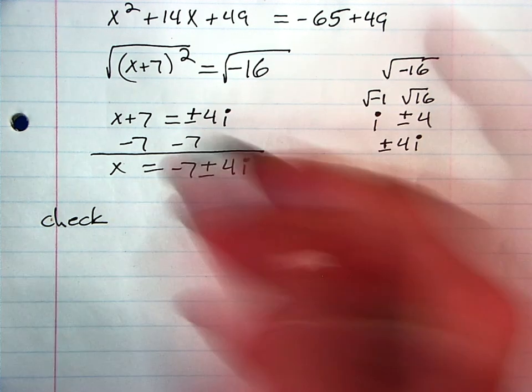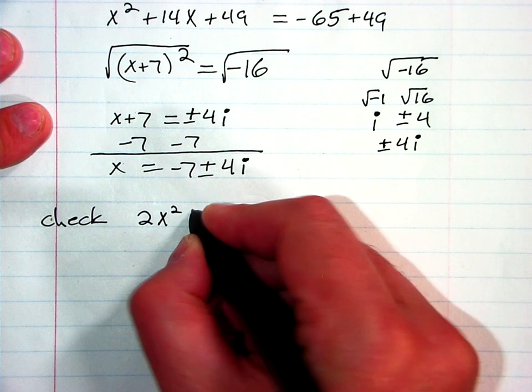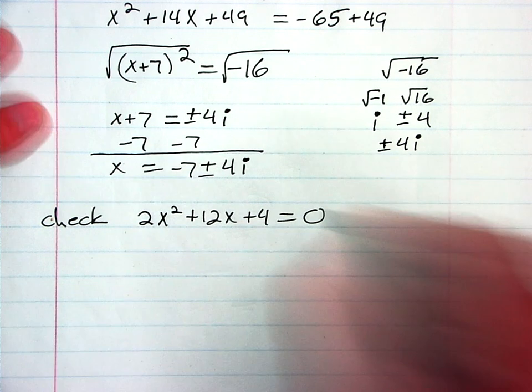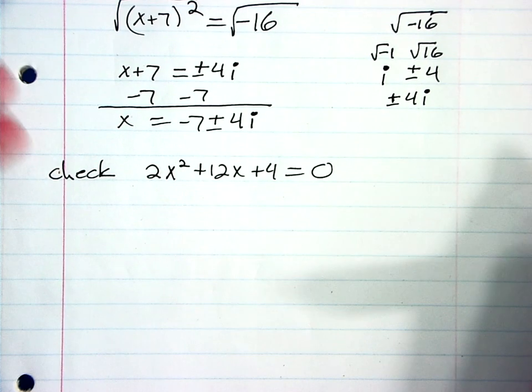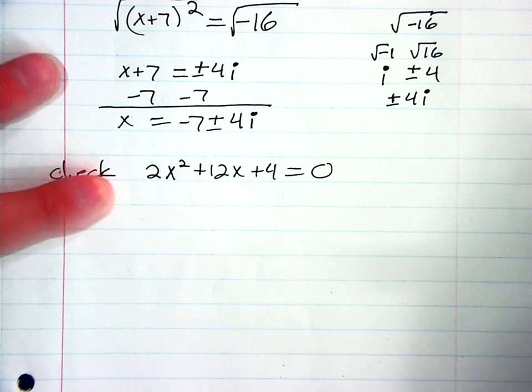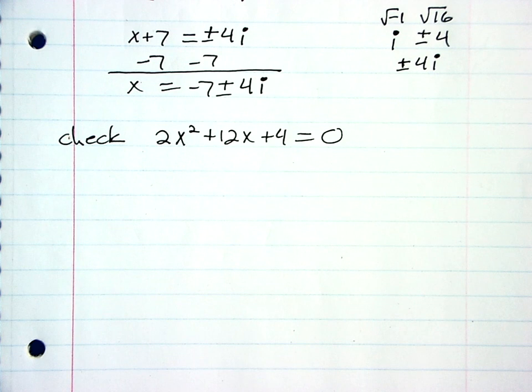All right, let's try this one. 2x squared plus 12x plus 4 equals 0. So what was step 1 when a is not 1? Divide it. Yep. And I'm going to take attendance.